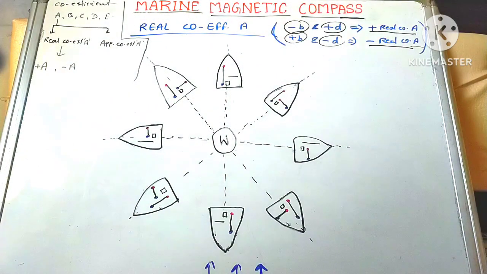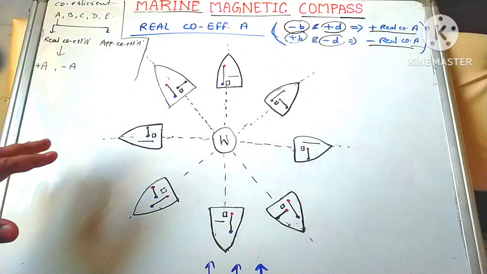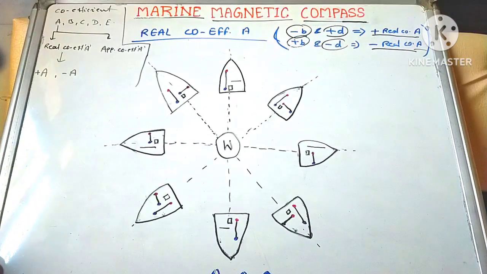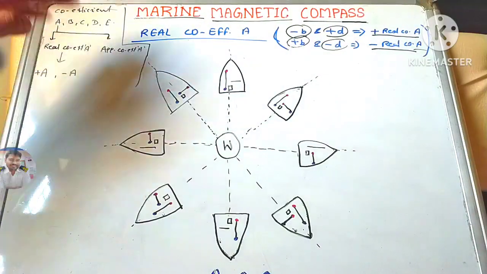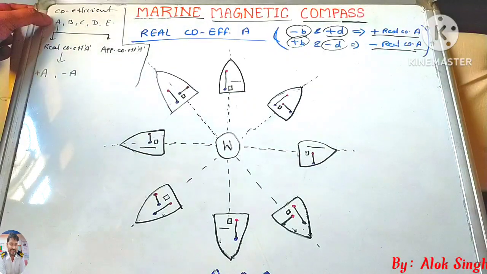Hello friends, in our previous part 3, we already saw the real coefficient A, but let's do a little bit of recall of last class, and then we'll proceed to the next. What we are studying is the total coefficients. The coefficients we have to study are A, B, C, D and E.